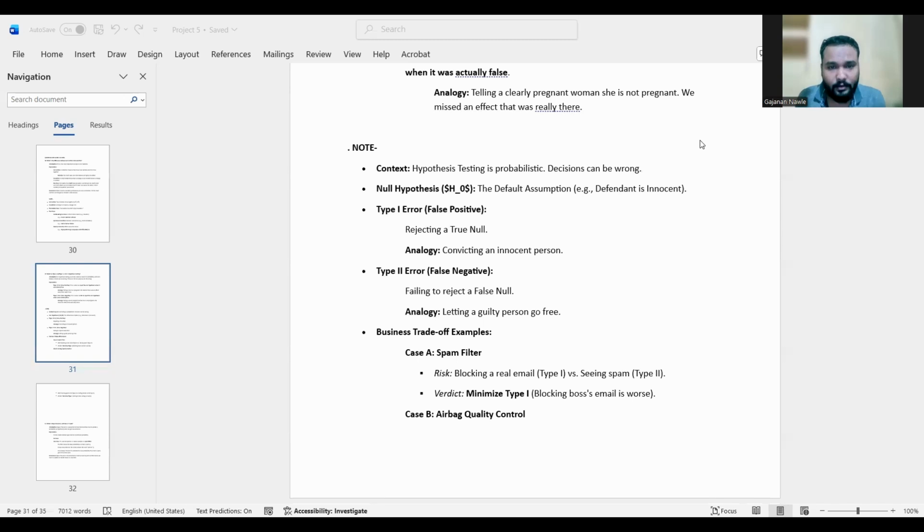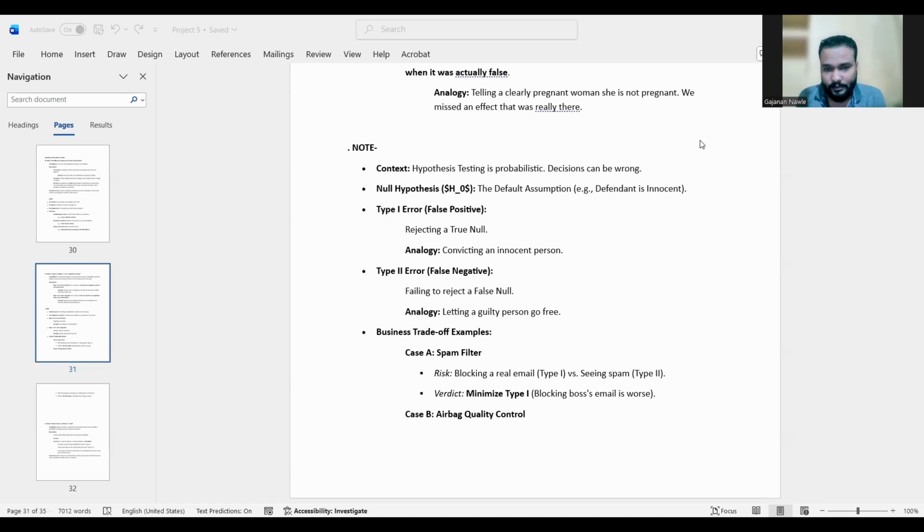So case B is quality control for airbags. So suppose we are selling airbags. So the null hypothesis is the airbag is working fine. So here type 1 error is throwing away a working airbag because we suspect a fault.